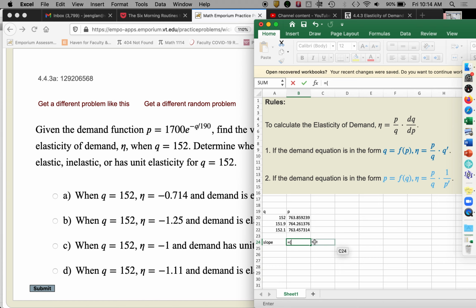All right, so I did equals, parentheses, and then I'm going to do the 763 minus the 764. It's like y2 minus y1 over x2 minus x1. And then 152.1 minus 151.9. I just clicked those values. I didn't have to type them in again. That should be my P prime.